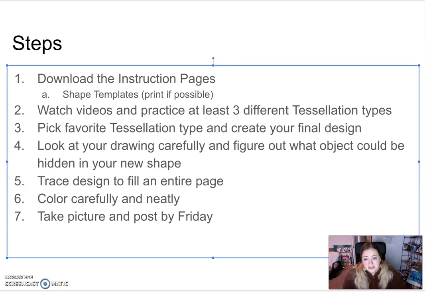Then you're going to want to get your shape templates. For that, you can print them out, like I printed out some of mine here, as you can see, and you're going to cut them out. Now, if you don't have a printer, you can cut out your shapes on your own. Just try to create that perfect square, and if you want to do one of the hexagon ones, that perfect hexagon. So having those templates is helpful, but not necessary.